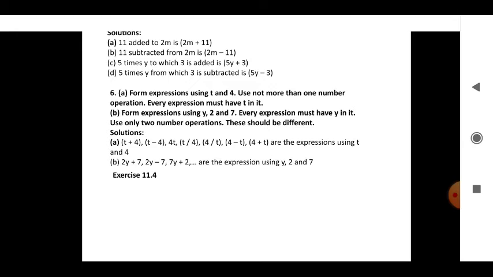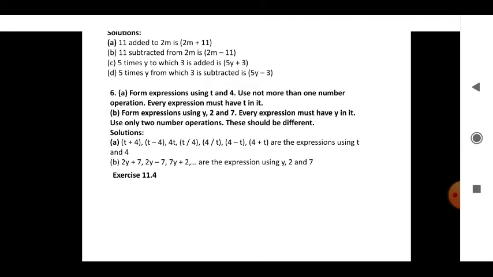5 times y, to which 3 is added, so 5y plus 3. 5 times y, from which 3 is subtracted, so 5y minus 3. Next, form expressions using t and 4, using not more than one number operation. Every expression must have t in it. You have to use only one number operation.